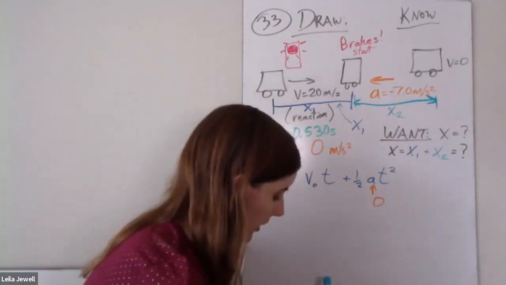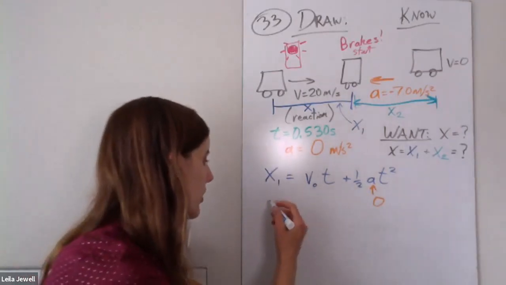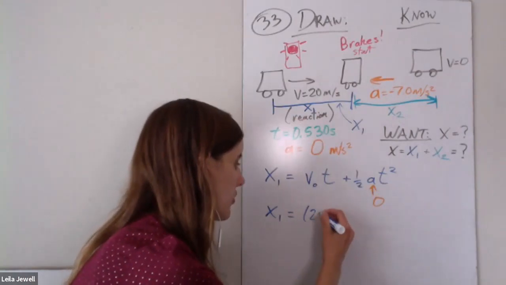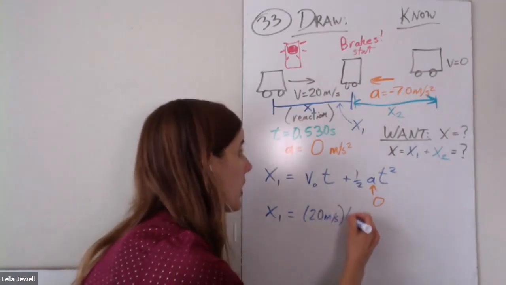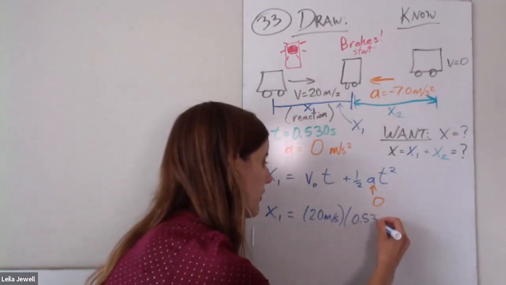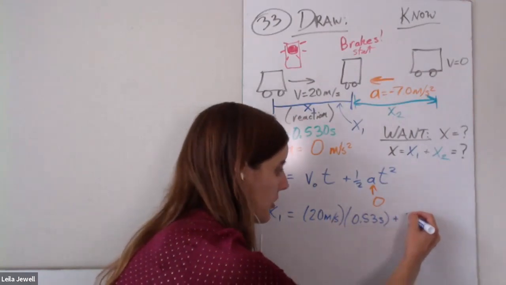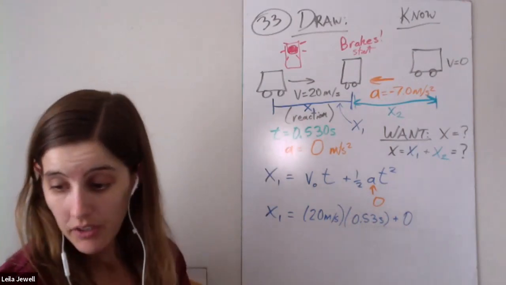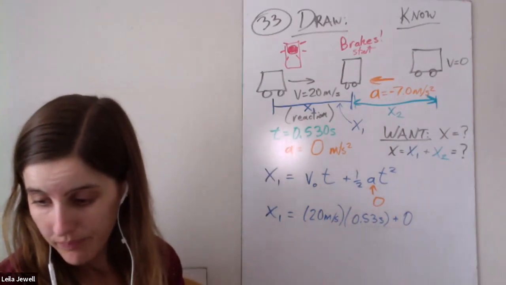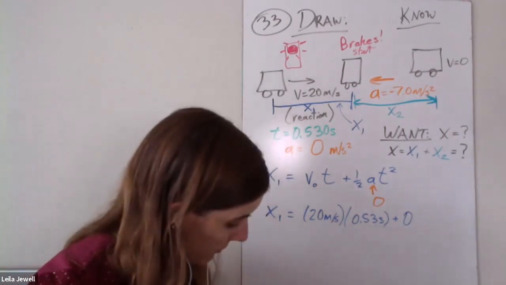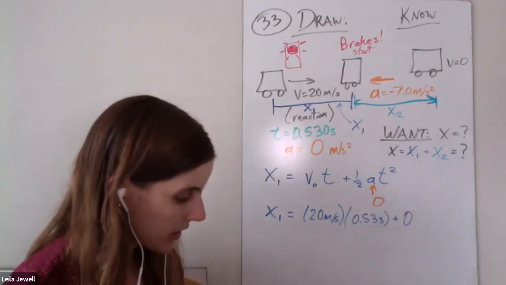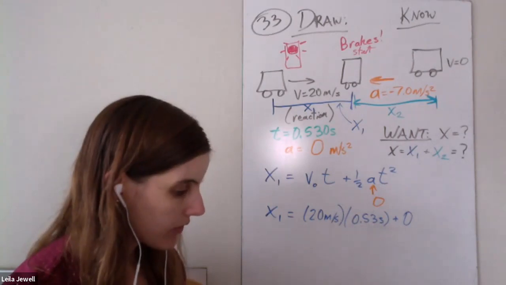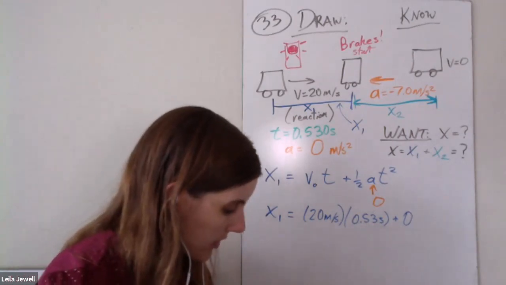So if we plug in for x1, it is equal to my initial velocity, 20 meters per second, times my time, 0.53 seconds, plus 1/2 times 0, which is just 0. Then that gives us the x1 distance, right? Which you could wait to calculate till later if you wanted, but I'll check it now. So 20 times 0.53 is 10.6.